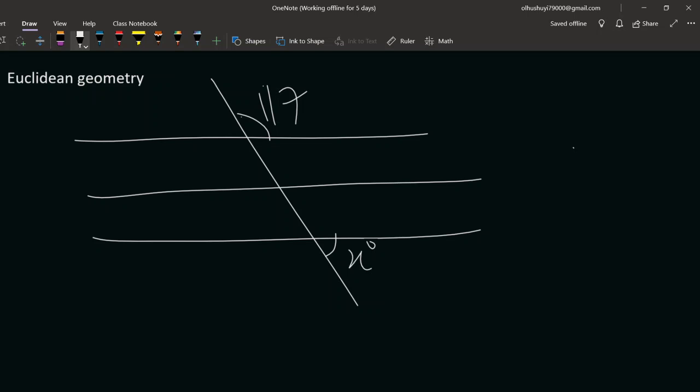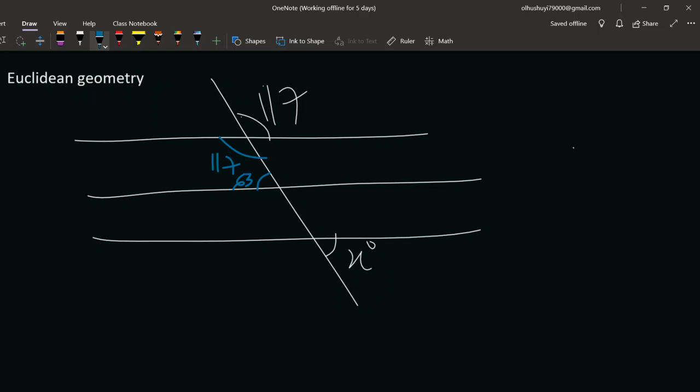Or if you want to go gradually, you can say this is the same thing as 117, vertically opposite angles. Then you look out for this place. Yes, 117 and that angle will be equal to 180. So you have 180 minus 117. That is 63. So this place is 63.